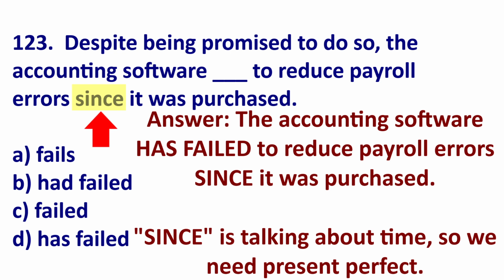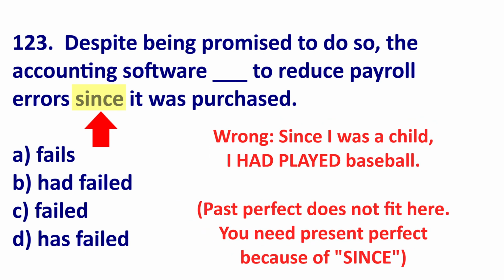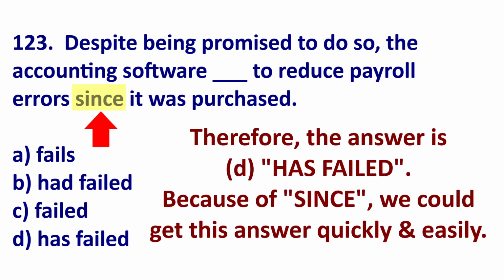So the tip is, when you use since in TOEIC or English, and it is talking about time, you will use present perfect or present perfect continuous 99% of the time. If you say, since I was a child, I had played baseball, this is wrong because it's using past perfect. Remember, I have played or I have been playing. It's wrong to say, since I was a child, I played baseball. This is wrong because we're using simple past. Present perfect, have played or have been playing. So we know the answer is D because we have since talking about time. Therefore, we will use present perfect, has failed.